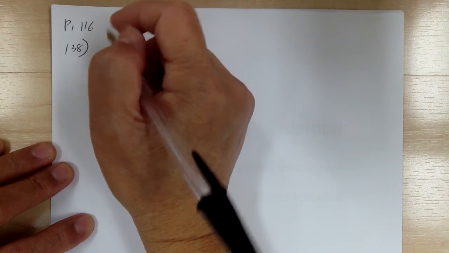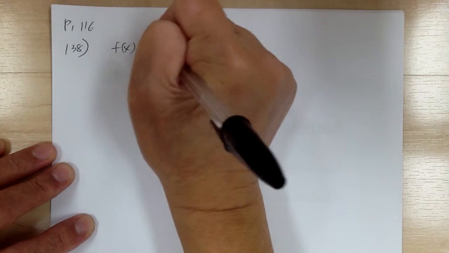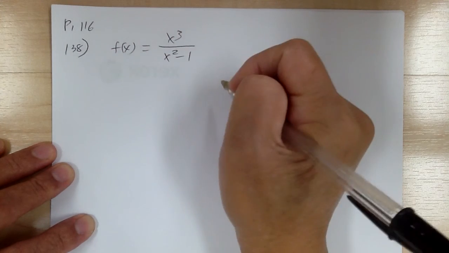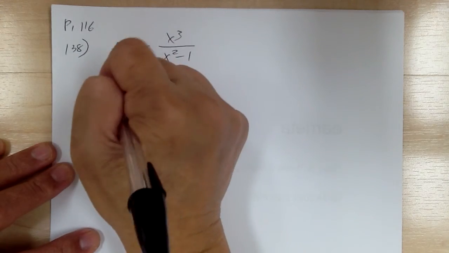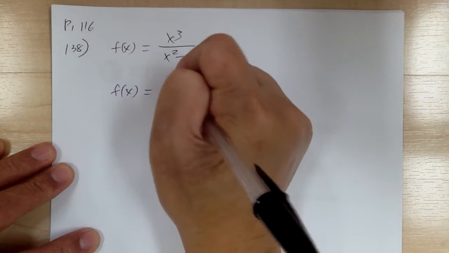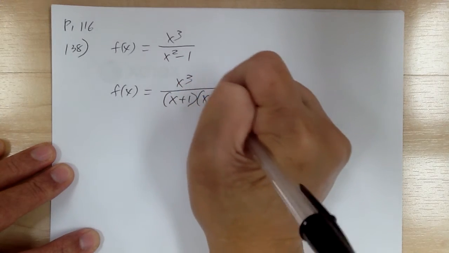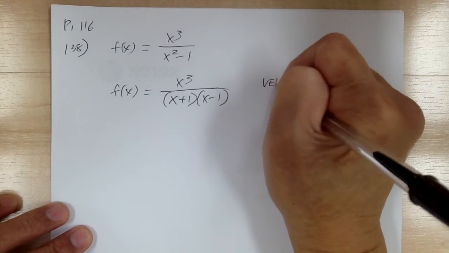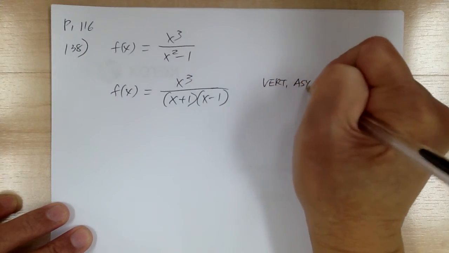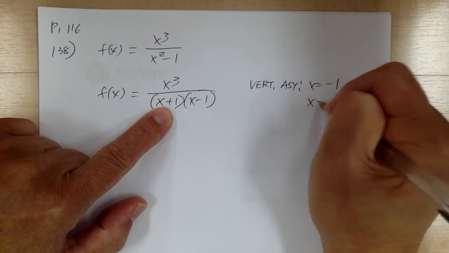Find all the asymptotes of the function. So you've got f of x equal to x cubed over x squared minus 1, and you're looking for all the asymptotes. First let's do the factoring. You've got x cubed over x plus 1, x minus 1. Right away from here, you're going to have the vertical asymptotes at x equal to -1 and x equal to 1.